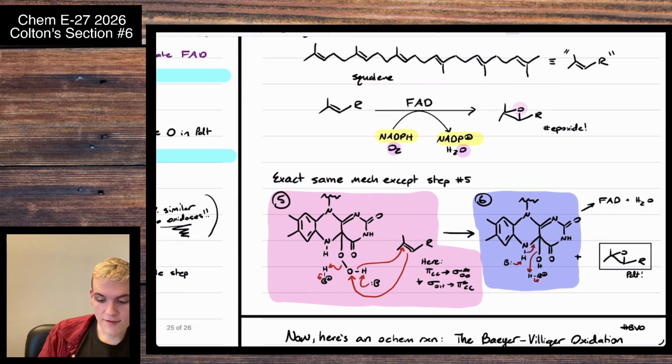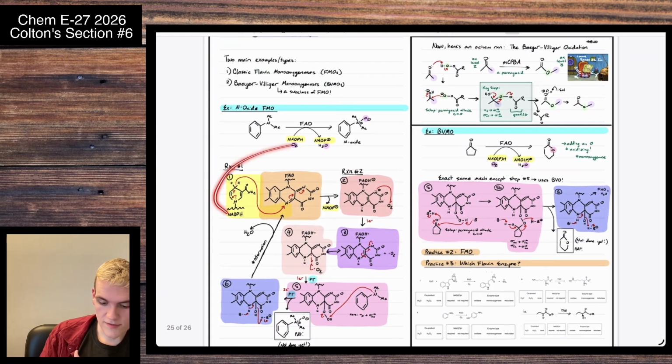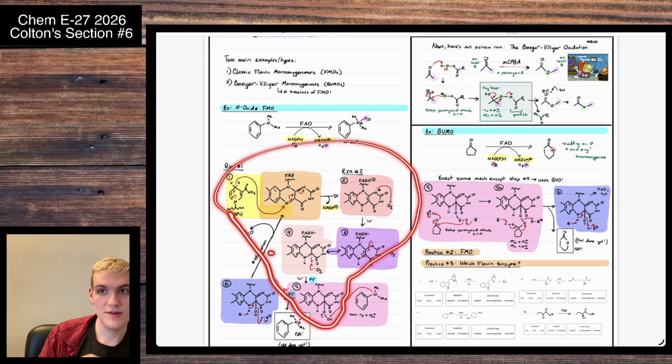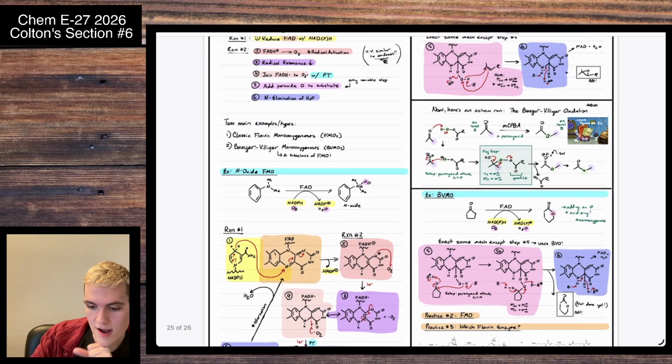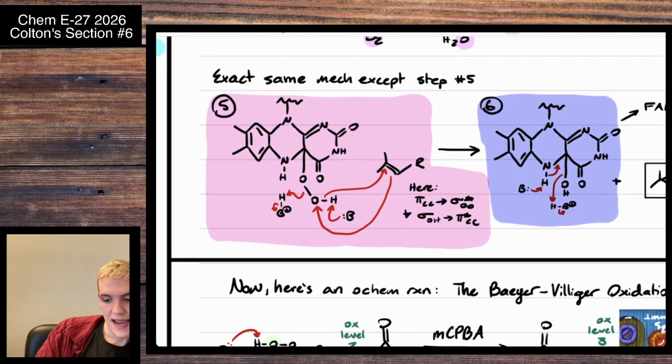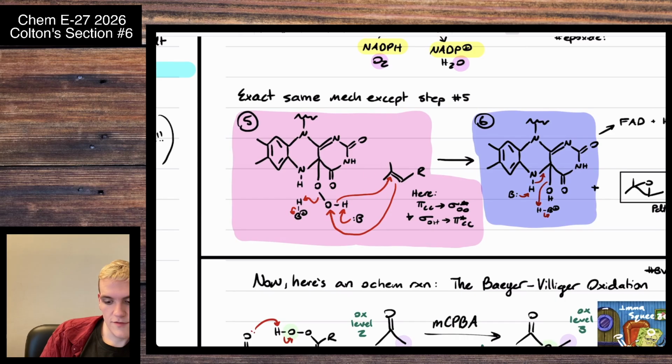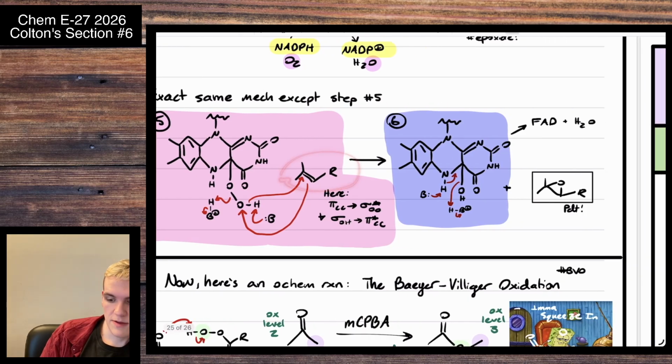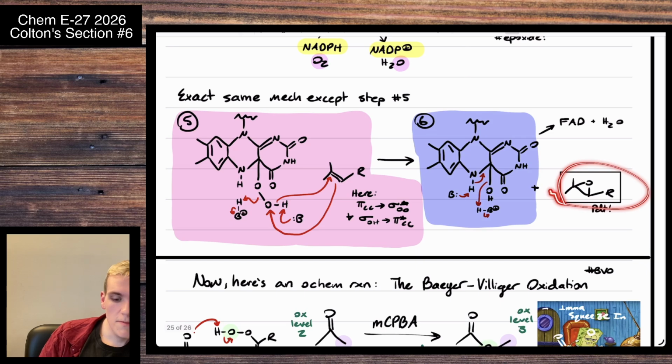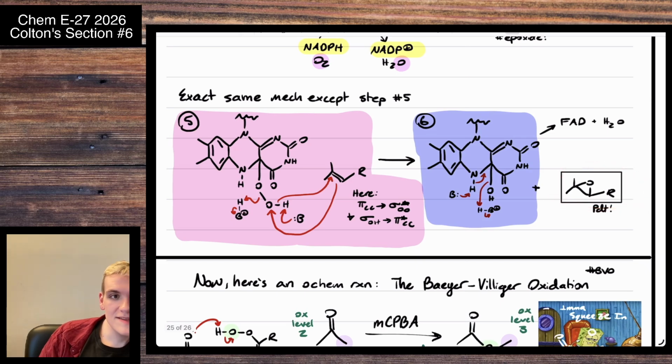So every single part of this mechanism, all of this up until this, is exactly the same. So we do the same loading of it with NADPH, and then we do all of our FAD steps to get to our peroxide FAD. And now we are trying to get from an alkene to an epoxide. And so what we're going to do is a mechanism that's really similar to an epoxide forming mechanism that we saw in 17.